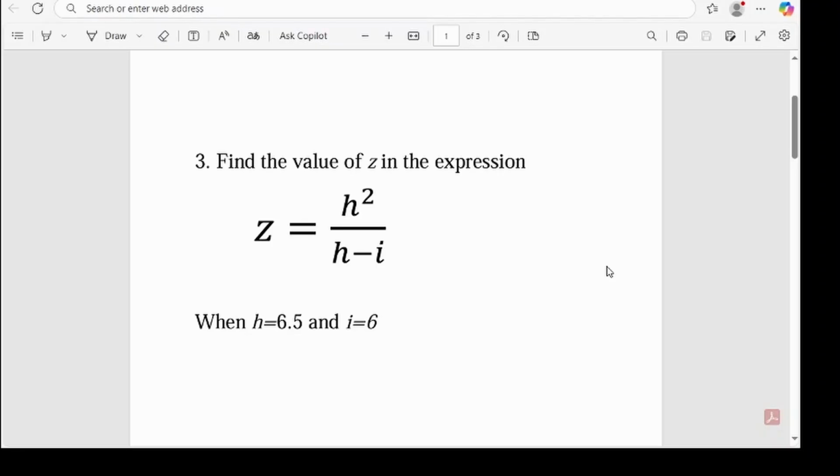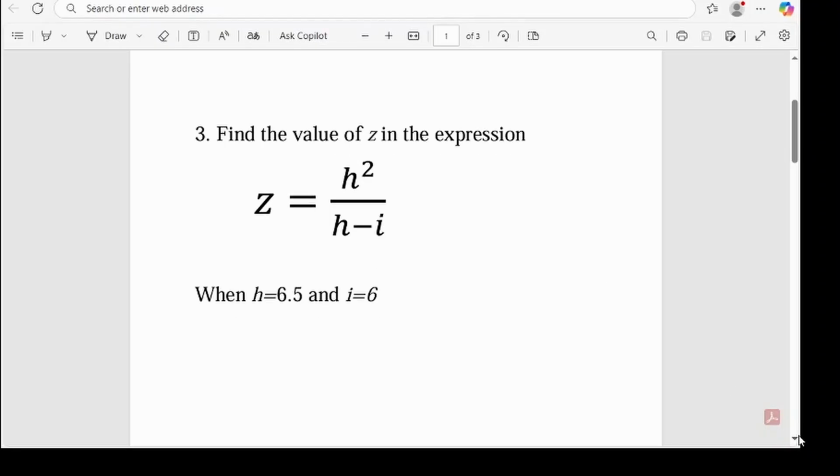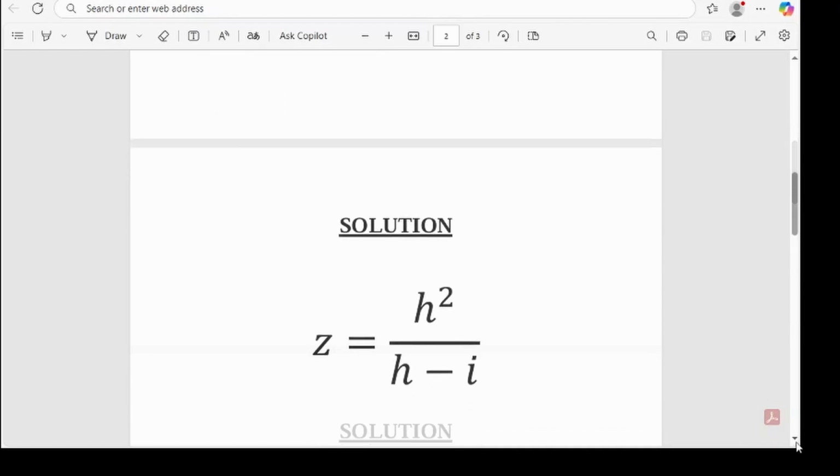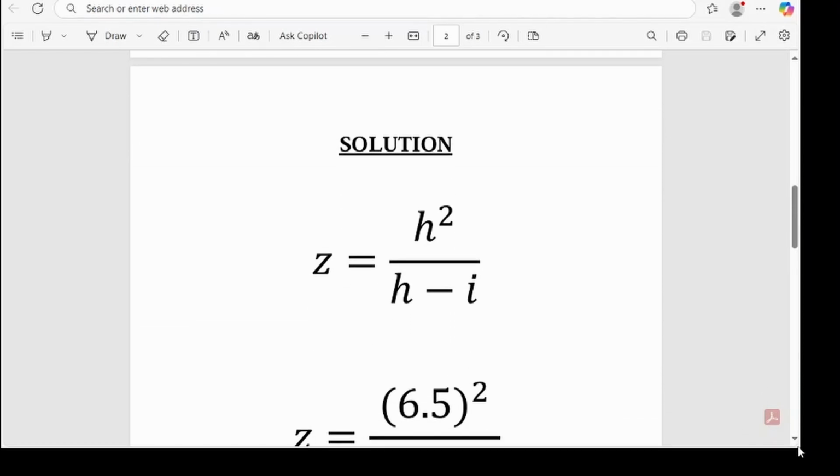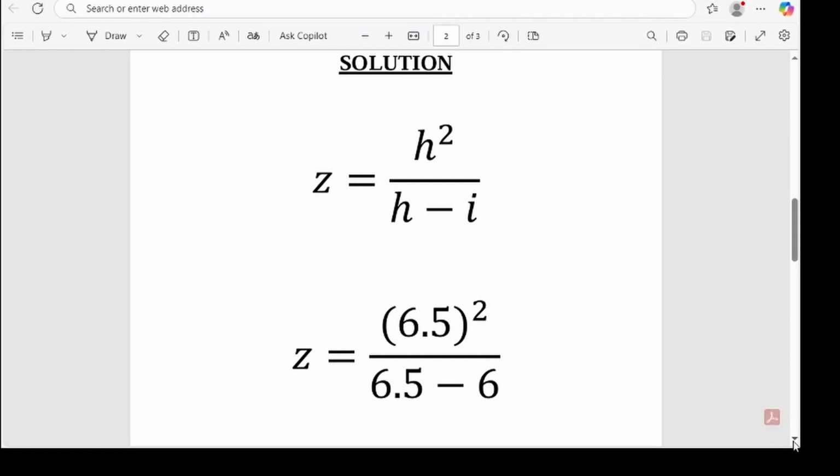So this is simple. We basically have to insert the values into the equation, right? So into the expression. So let's quickly do this. All right, so solution. You first state the expression, which is z equals h squared divided by h minus I, where h is equal to 6.5 and I equals 6, right?